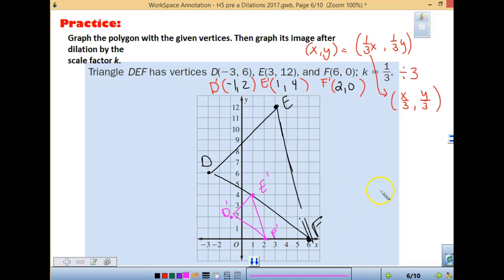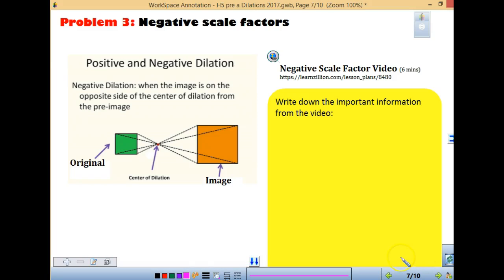So, what you're going to be doing in your homework, we got one other thing quickly in your notes. So, the negative dilation. So it says when an image is on the opposite side of the center of that dilation from the original to the image. So I want you, as you watch this, I know it might seem kind of long. It's not that bad. You're going to get started on homework really soon. But we're going to watch this first. And if you have questions, just be ready.